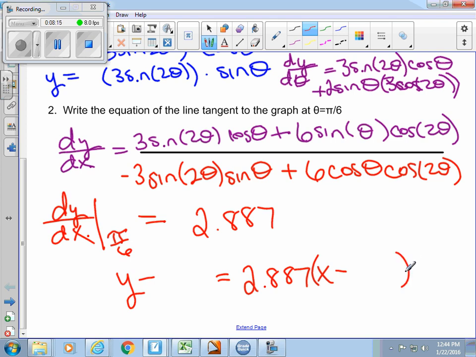Okay, what's x? What's y? By the way, neither one of those are pi over 6. Why not? That's theta. So what's x and what's y, and how do you know? Plug it in where? For x and y. So do that. Y is 1.299.